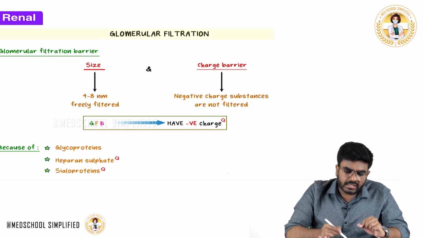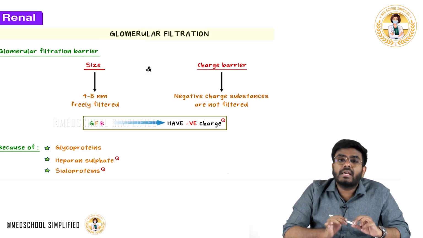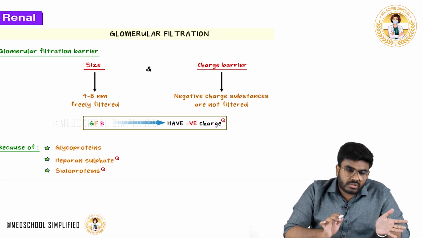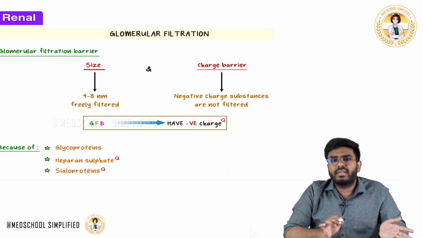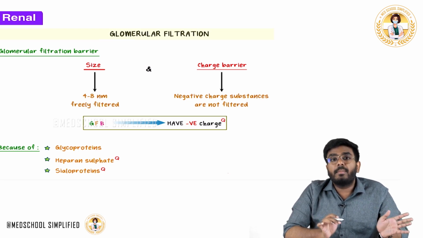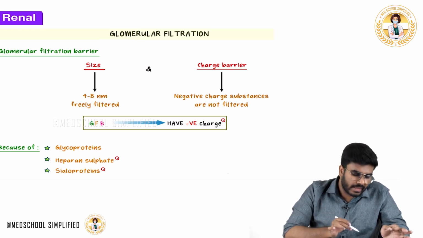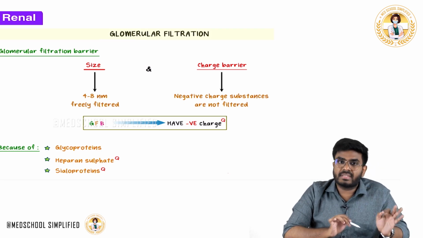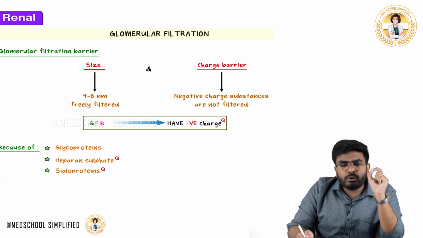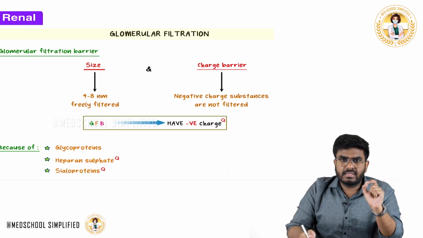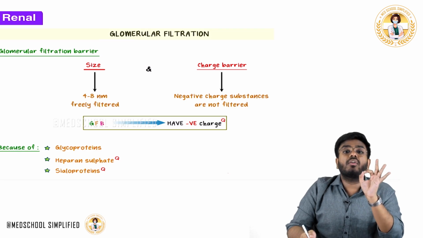Not only that, this glomerular filtration barrier, the GFB, is also a charge barrier. Which means it allows positive charge substances and neutral charge substances to be filtered, but it doesn't allow negative charge substances to filter. Again, I am repeating, this glomerular filtration barrier doesn't allow negative charge substances for filtration. So negatively charged substances are not filtered.